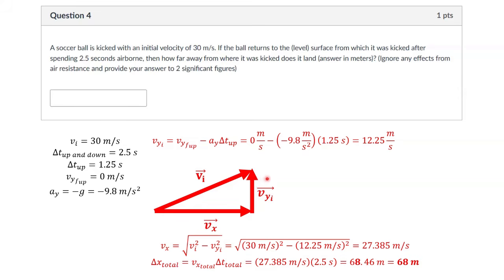In this case, we will again use the Pythagorean theorem, but we have a hypotenuse and a leg. So to solve for the other leg, it would be hypotenuse squared minus leg squared. Take the square root of that subtraction, and that would give me the missing leg. So the leg, the x component, the thing I want, equals the square root of the vector itself squared minus the other leg squared. And that will end up being 30 squared minus 12.25 squared, which is, after you take the square root of it, 27.385 meters per second.